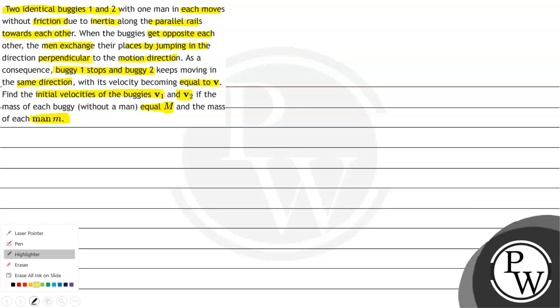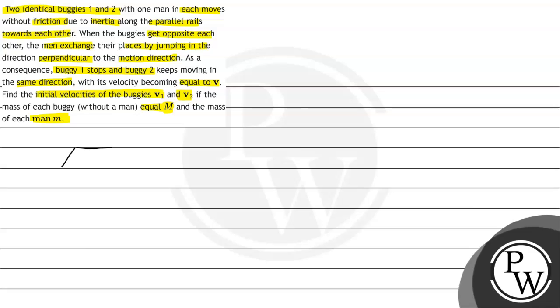So to understand the question better, let us first make a diagram. Let this be our buggy 1, and a man is standing on it. It has mass small m and the buggy has mass capital M. It is moving in this direction with velocity v1, and let this be buggy 2. It is on a parallel rail. It also has a person standing on it with mass small m, and the buggy has mass capital M, and this is moving in this direction with velocity v2.